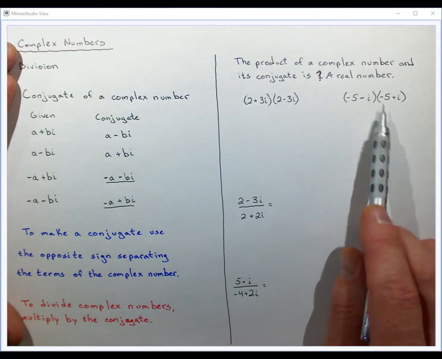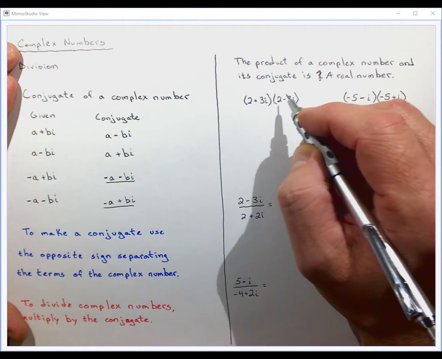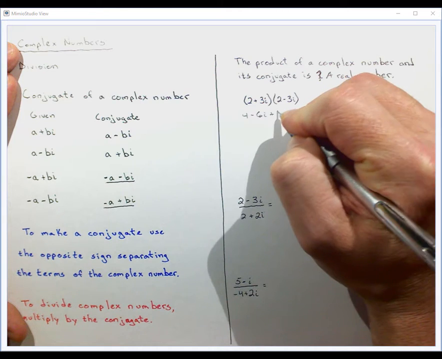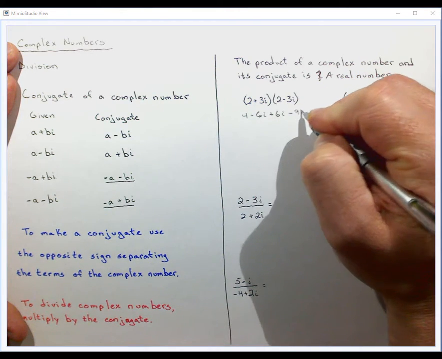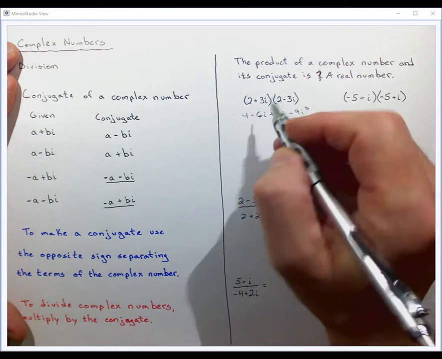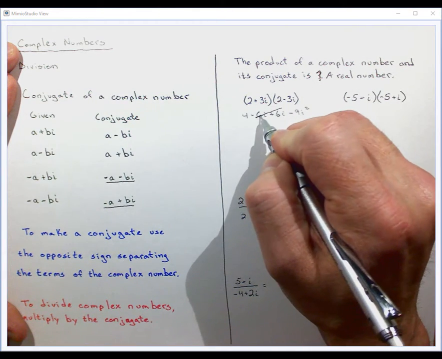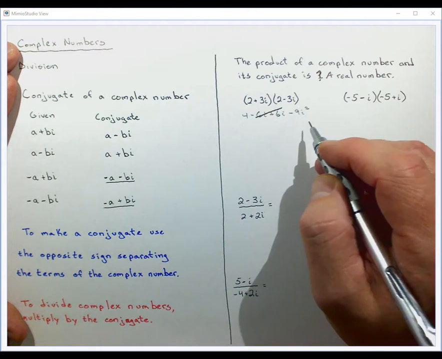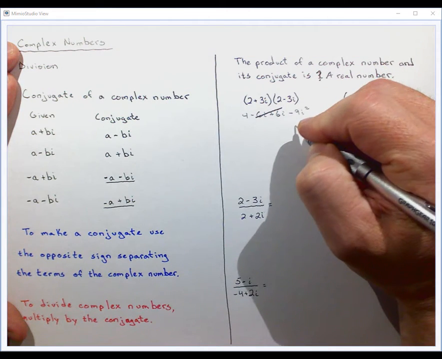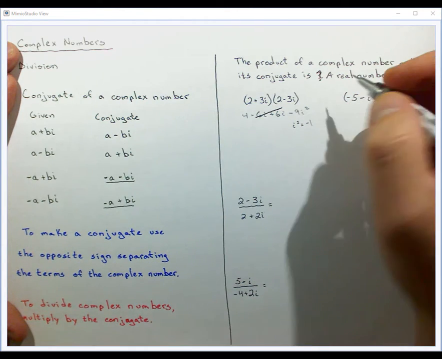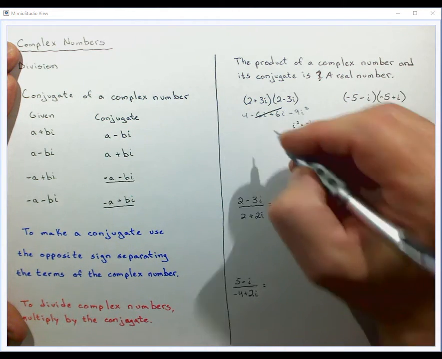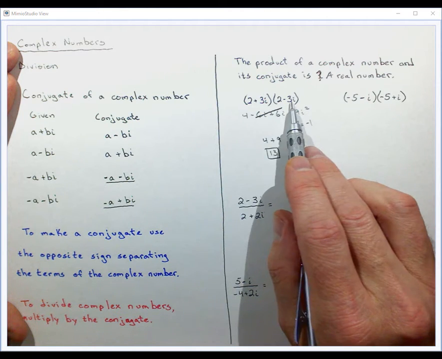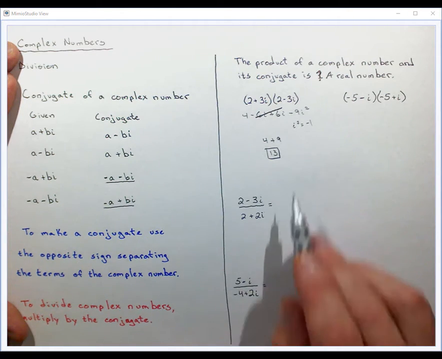Just looking at multiplying conjugates, we've already covered multiplication, so this turns into 4 minus 6i plus 6i minus 9i squared. What happens to my middle terms? They cancel out. That's what we do when we multiply conjugates. Those are gone. My i squared turns into a negative 1. Remember, i squared equals negative 1. So I'm left with a negative 9 times a negative 1, which is a positive 9. So I have 4 plus 9, and that is 13. I went from a complex number, meaning I have real and imaginary components, to a real number.